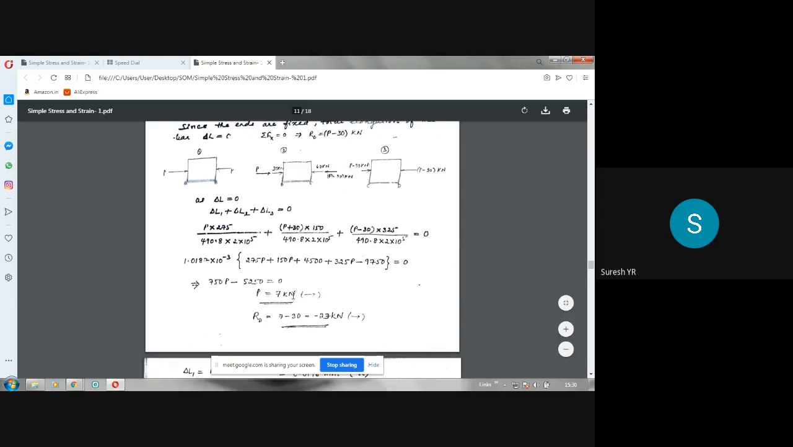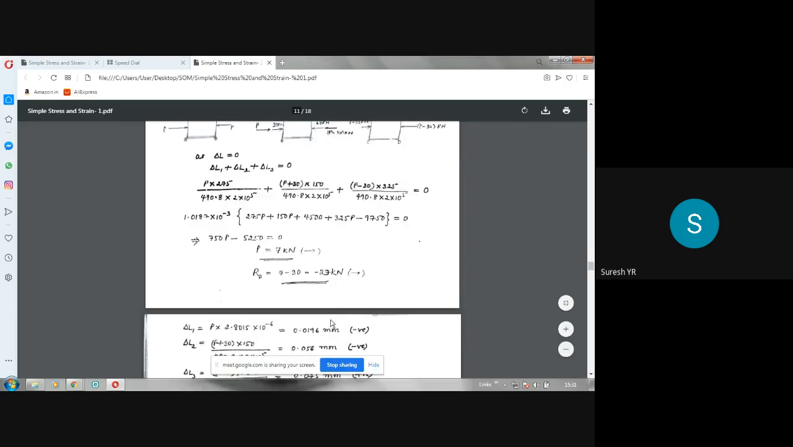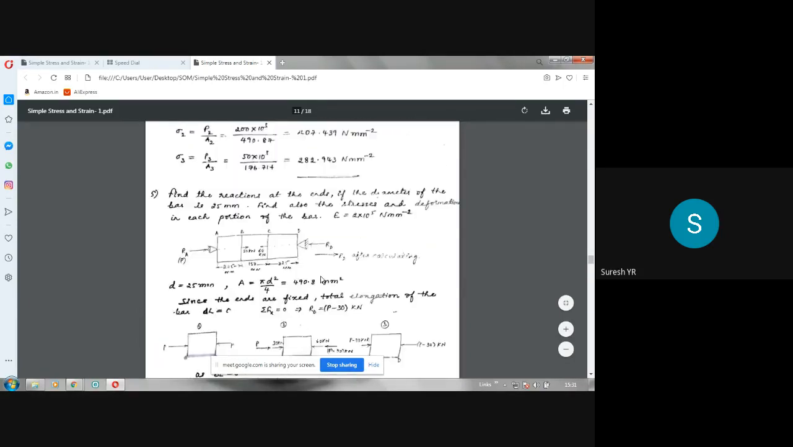So that means at this end, the reaction is P, that is 7 kilonewton, whereas at this end the reaction RD will be P minus 30. P is 7, so 7 minus 30 means minus 23 you will get. What do you mean by that minus 23? Minus 23 means RD, which I assumed in this direction in the beginning, has come out negative. So RD will be in the opposite direction.